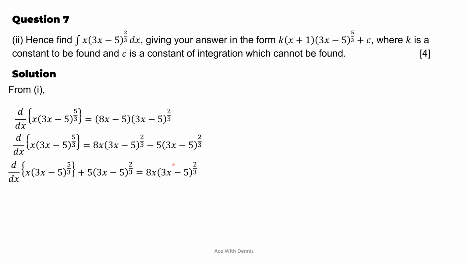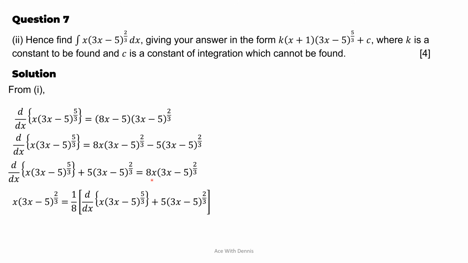And then the next thing is we try to make x times (3x minus 5) to the power 2/3 to be the subject. So that's why we move this 5 times (3x minus 5) to the power 2/3 to the left hand side, becomes plus this whole term here, right? And then we want to make x times (3x minus 5) to the power 2/3 the subject.